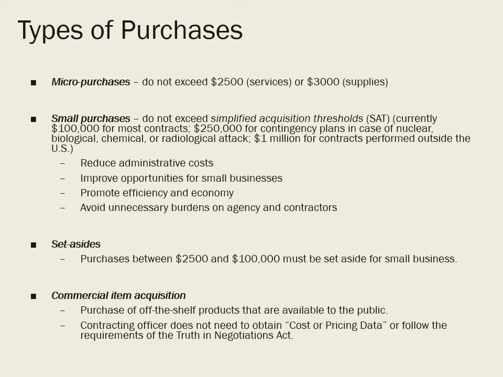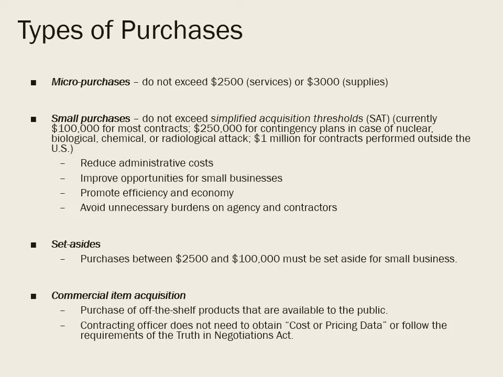So there are a variety of types of purchases that the government can make, broken down by dollar amount. So you've got micro purchases that don't exceed $2,500 for services or $3,000 for supplies. You've got small purchases that don't exceed the simplified acquisition threshold, which is currently $100,000. It'll probably go up soon, and that's for most contracts. It's higher for very specific contracts.